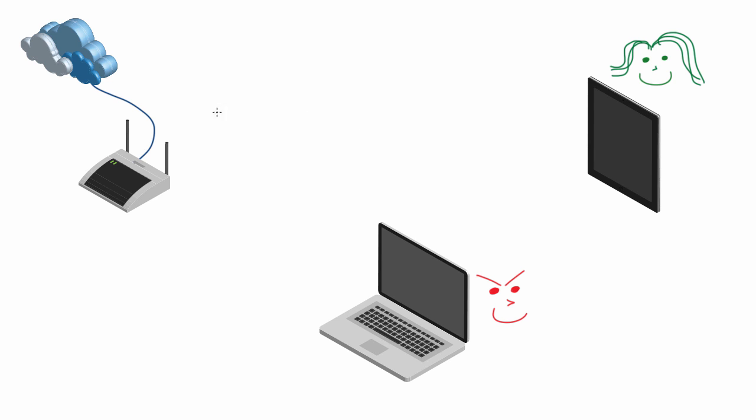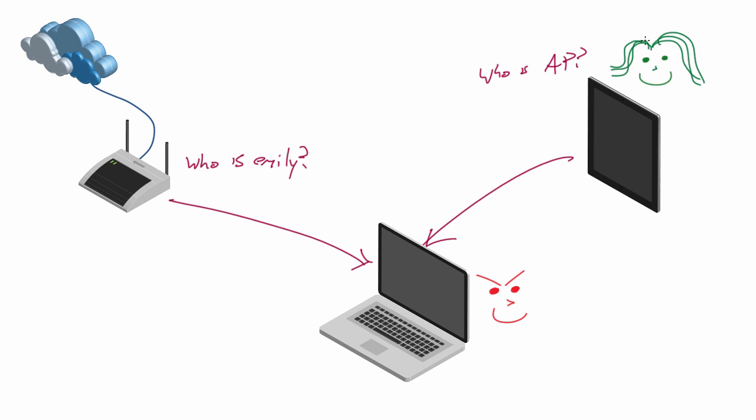Now for the first part of the attack, the man in the middle, we're going to be sending both Emily and the access point the wrong ARP answers. So when the access point asks, who is Emily? We're going to say, oh, that's me, right here, I am Emily. And whenever Emily says, I need to send something to the internet, who is the access point? I'm going to say, yep, that's me too. So Emily is going to believe that I'm the access point, and the access point is going to believe that I am Emily.